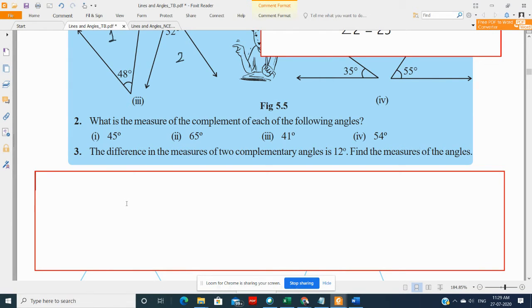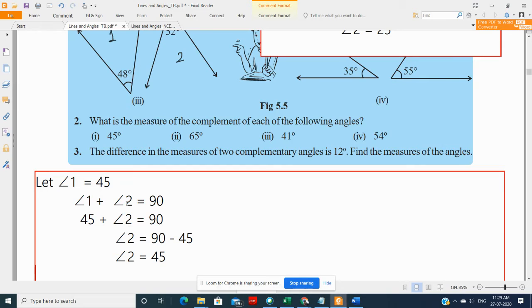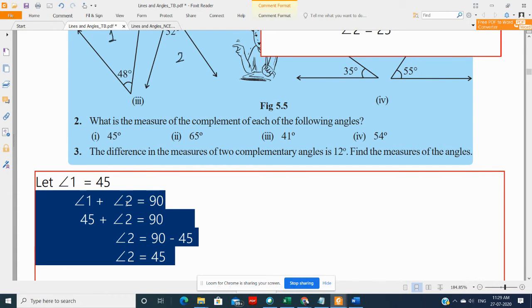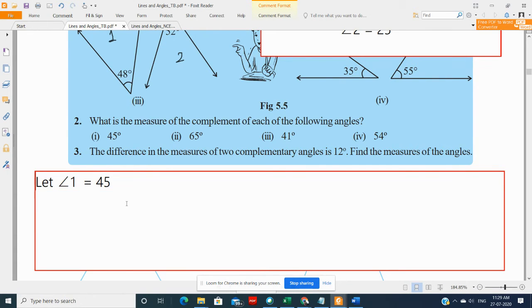So what we have to do is suppose that angle 1 be x, because we don't know the measure of the angle. So naturally, angle 2 would become 90 minus x.